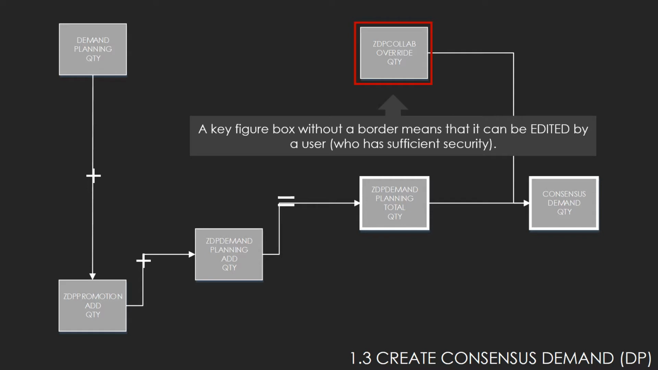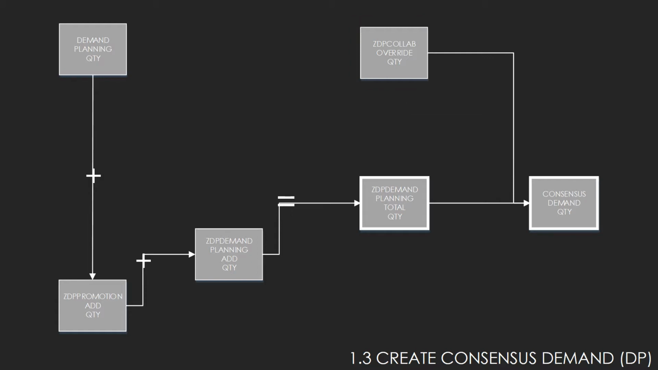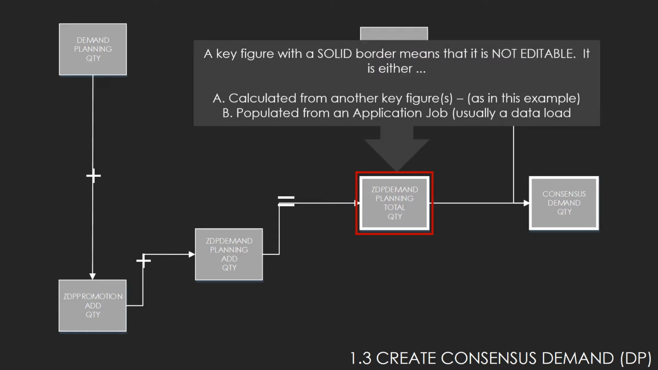A key figure box without a border means that it can be edited by a user who has sufficient security. A key figure with a solid border means that it is not editable. It is either A, calculated from another key figure, as in this example, or B, populated from an application job, usually a data load.